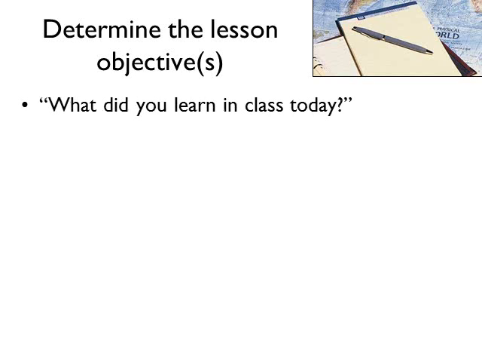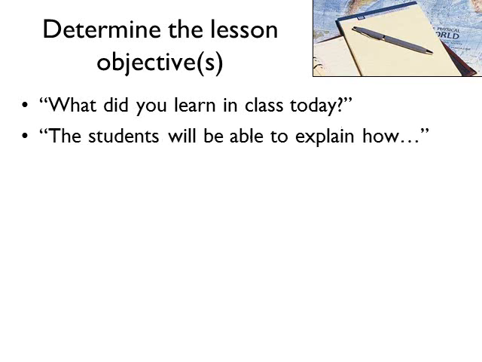Several ways that you can think about this. One is, think about how the students would answer, what did you learn in class today? What do you want them to be able to say about this? We learned today how to find the hypotenuse of a right triangle. Okay, there's your lesson objective. Or it might be phrased more formally. The students will be able to explain how something works. Whatever it is, when they leave today, they should be able to explain how this works, or they should know this.